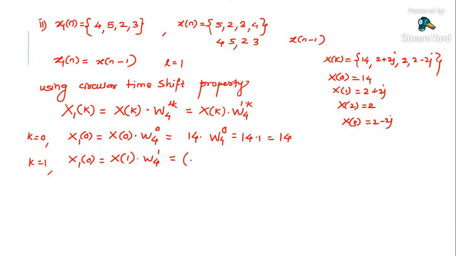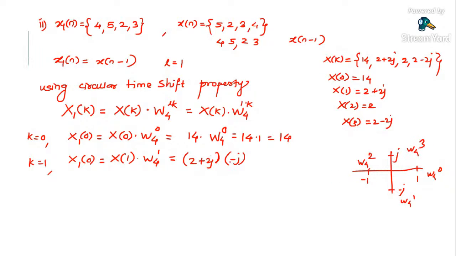What is x of 1? 2 plus 2j. And what is W4 raised to 1? It is minus j. If you are not remembering this, W4 raised to 0 is 1, W4 raised to 1 is minus j, W4 raised to 2 is minus 1, and W4 raised to 3 is j. So multiply: minus 2j plus minus 2j square, so this will be plus 2, giving 2 minus 2j.